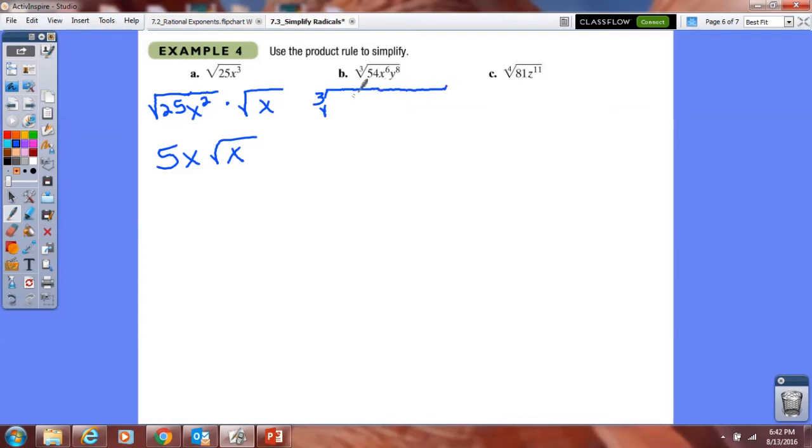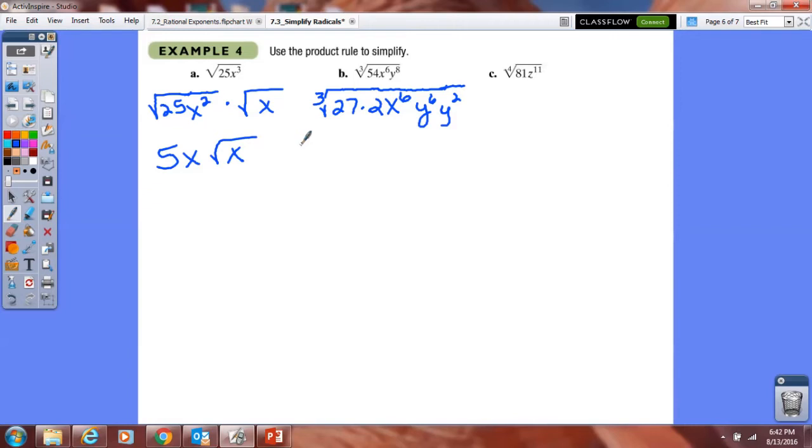54, what I'm going to do, let's split it up into 27 times 2. X to the 6 is going to be a perfect cube because it's a multiple of 3. So we're going to leave it as x to the 6. And then y to the 8, we're going to split into y to the 6 times y to the 2nd.